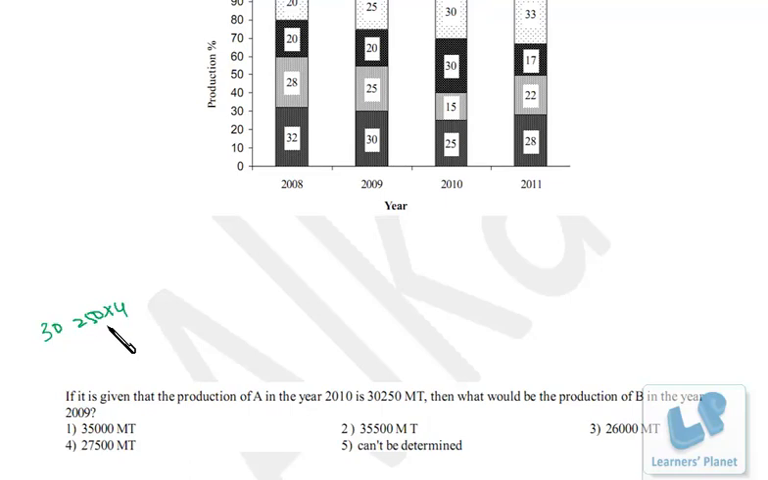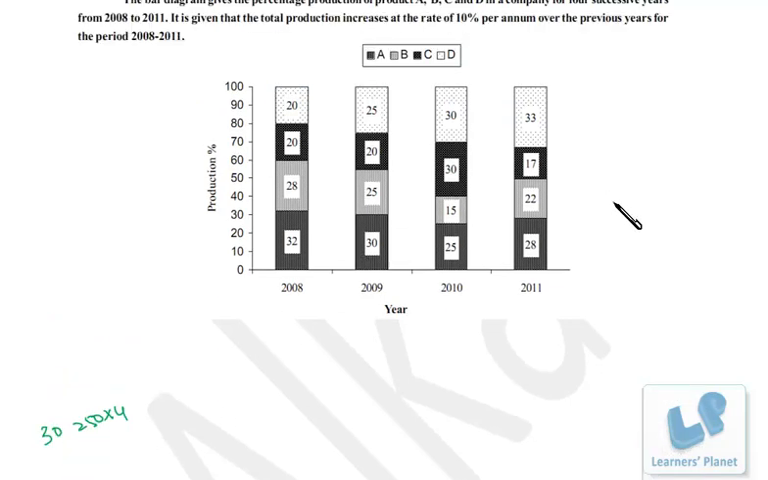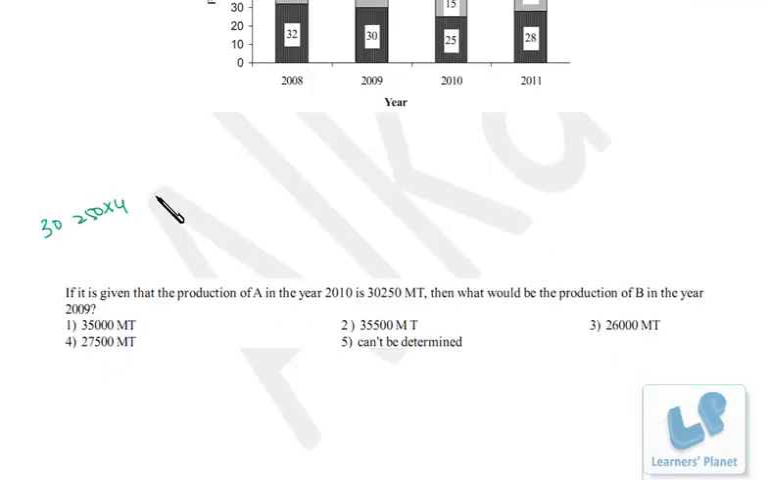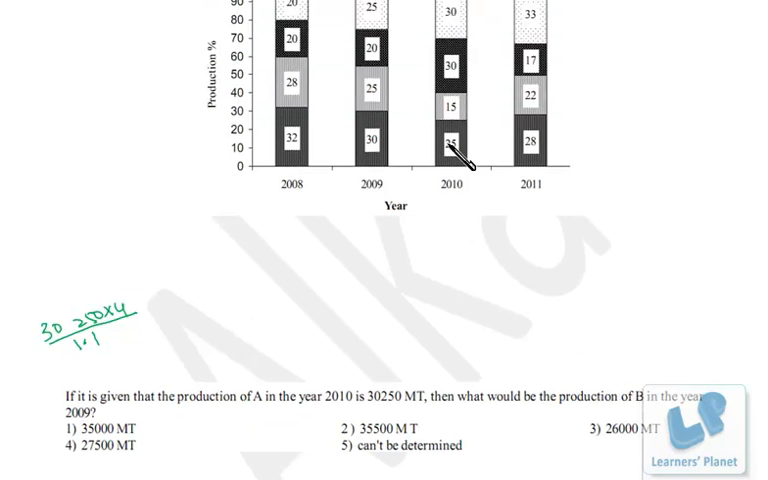So in the previous year, since every year there is a 10% increase as given over here, this is actually 110% of the previous year. That means in the previous year, this was the production, that is in 2009. Now in 2009, the contribution of B was 25%, so 25% means 1 by 4, right? So this 4 and this 4 are cancelled. Now we have to calculate 302500 divided by 11.